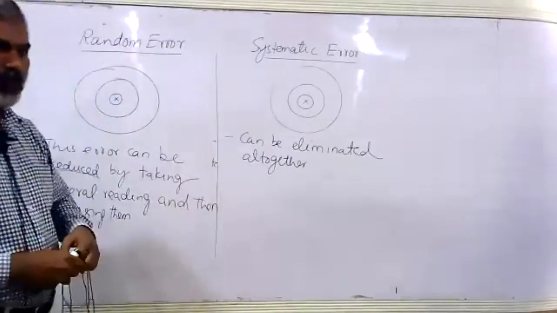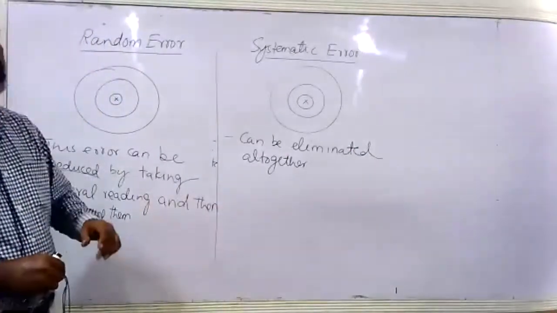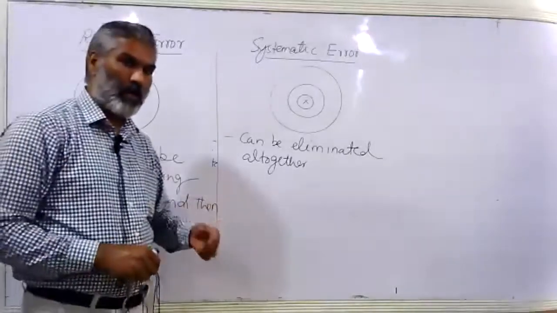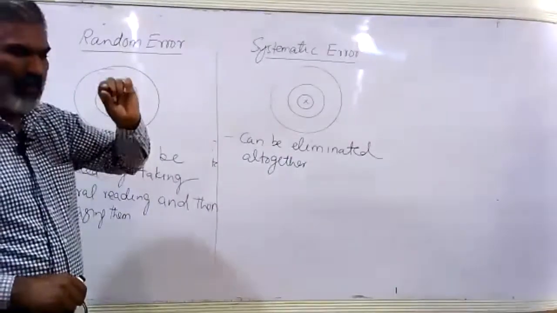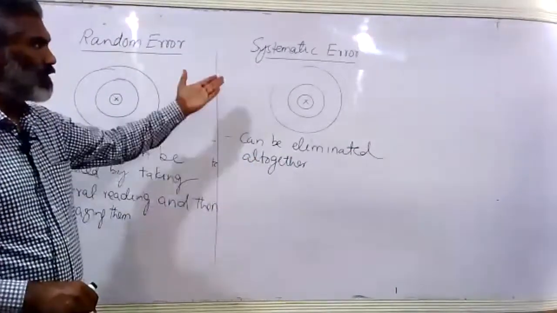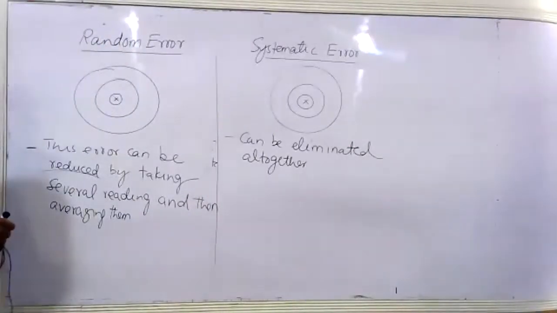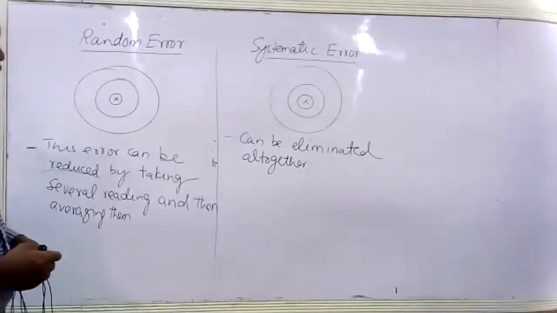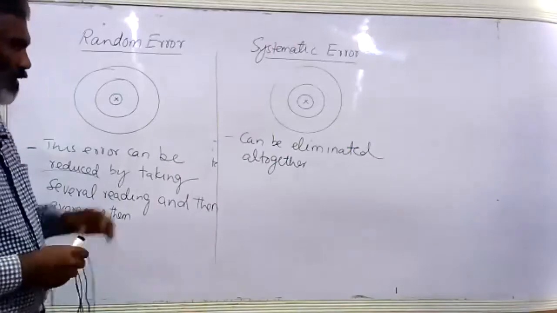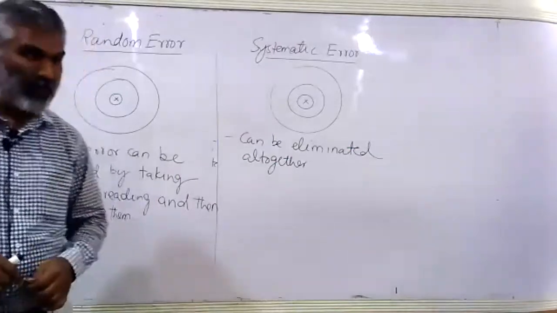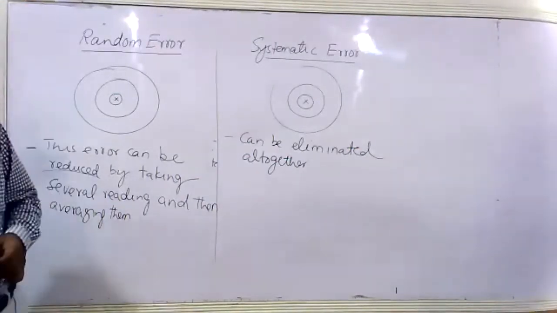For example, if we know there is a zero error in a vernier caliper, or a zero error in an ammeter or a Newton meter, and we know exactly what that error is, we can fix it, and then systematic error is completely removed. So this is the comparison between the two different types of errors that we have.